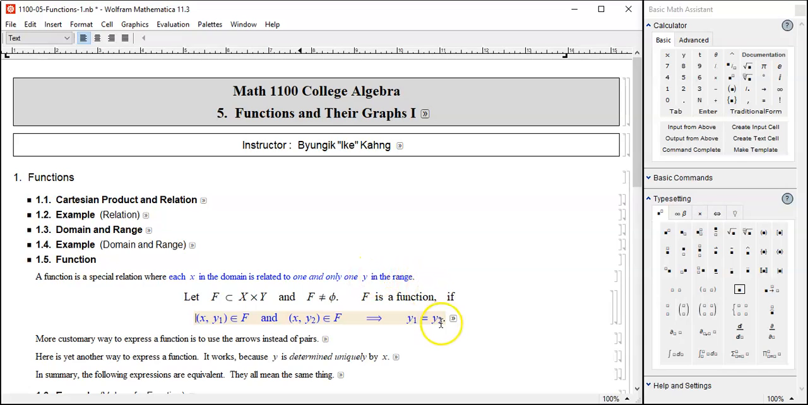Make sense? So this formal expression down here and this a little bit less formal expression mean the same thing. The blue parts are the same. About the first line, that means capital F is a relation, a subset of a Cartesian product, and of course it's not empty. If that relation is a function, then in order for that relation to be a function, you have to have this satisfied.